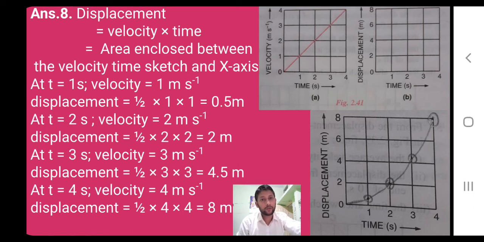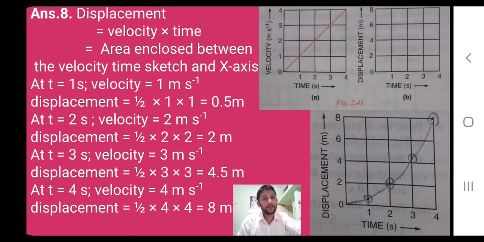At t equal to 2 second, velocity is 2 meter per second. So displacement will be equal to 1 by 2 into 2 into 2, which is equal to 2 meter. At t equal to 3 second, velocity equal to 3 meter per second. So displacement is equal to half into 3 into 3, which is equal to 4.5 meter. At t equal to 4 second, velocity is equal to 4 meter per second. So displacement is half into 4 into 4, which is equal to 8 meter.